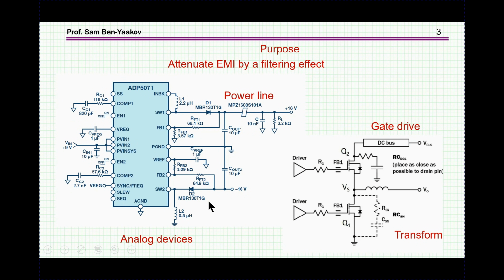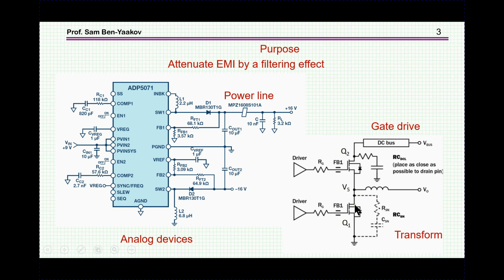So what's the purpose of these ferrite beads? I'm showing here two examples. One is the case of a power line. Here we have a switch mode converter by Analog Devices. This is the actual output, but in order to further attenuate the noise, EMI, interference, you can put a bead here. There is a capacitor which forms a filter, and by this we are going to get a cleaner signal, in this case a DC coming out of this converter.